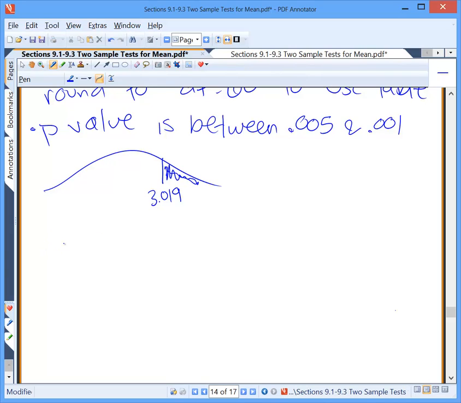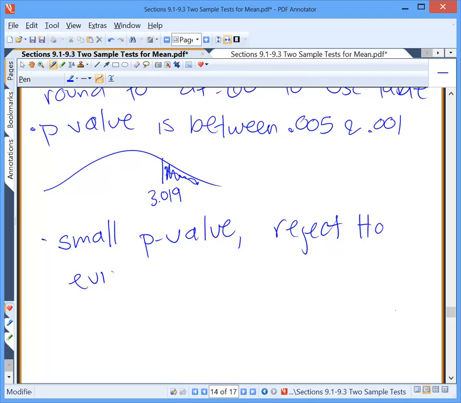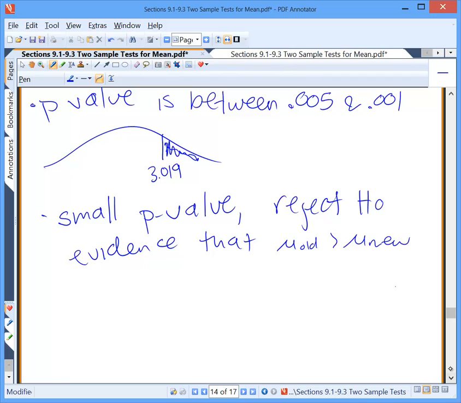So when we look at this, this is a small p-value, smaller than alpha. And so we reject our null hypothesis. And basically we found evidence that mu old is greater than mu new. So that's the really short interpretation.